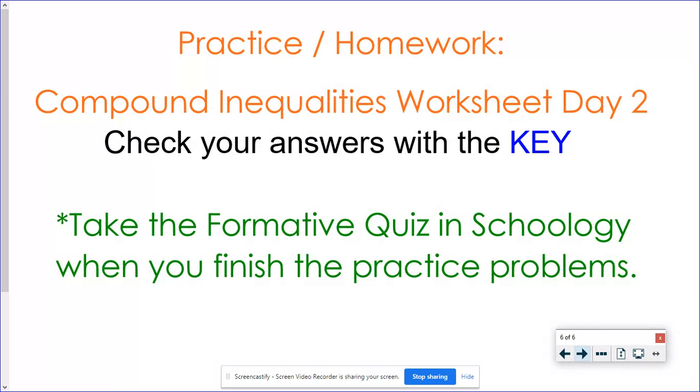Today, your worksheet is going to look so much like yesterday's. Please don't get them confused, but it's the same stuff. It's just compound inequalities, ands and ors, and three-part inequalities.